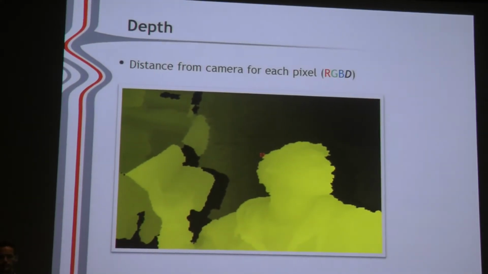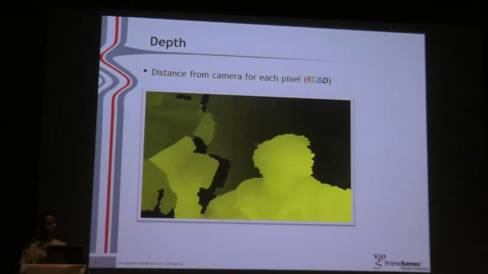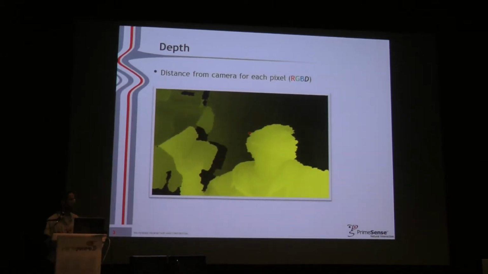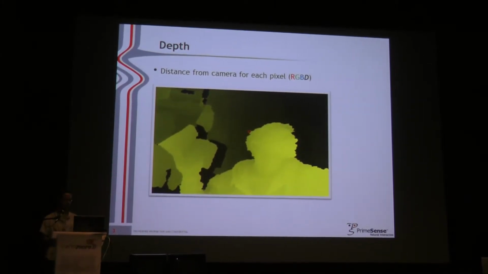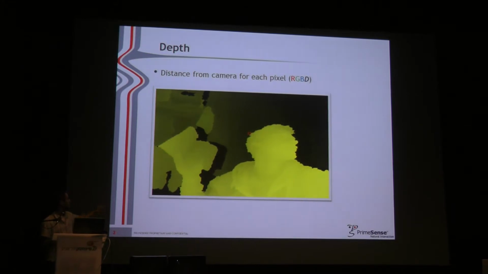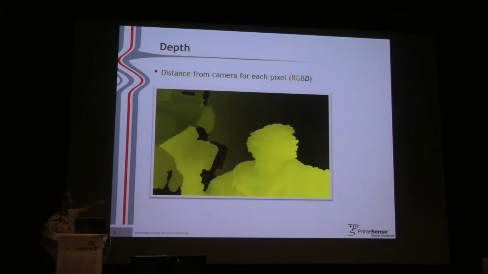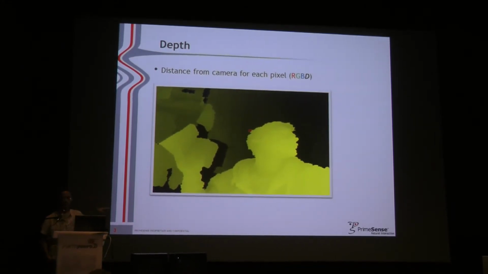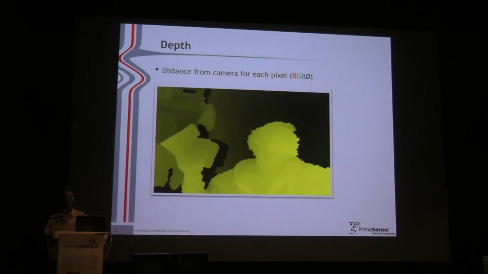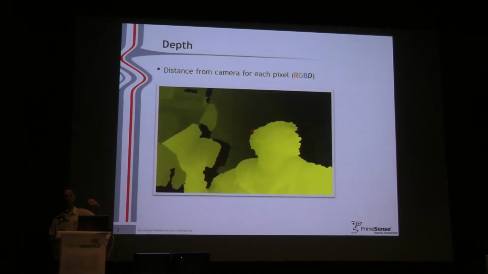So what is the big technology in the PrimeSense product? What you see is the depth image from the camera. It looks like a normal image, but each pixel represents the distance of the object from the camera.